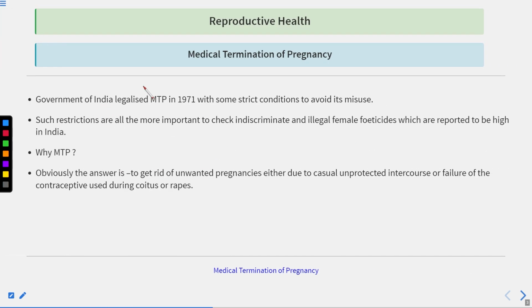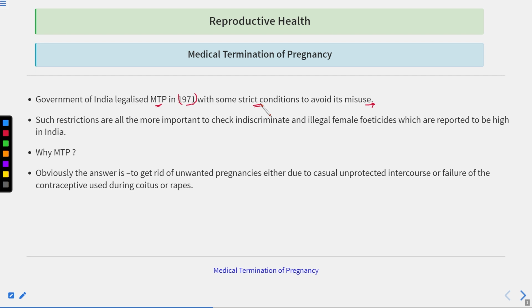Now, the Government of India legalized MTP in 1971 with some strict conditions to avoid its misuse. So the Government of India legalized abortion in 1971. You have to remember it. MTP has been legalized in 1971, but there were some strict conditions implemented to avoid the misuse of MTP. Because what couples do is go for sex determination.